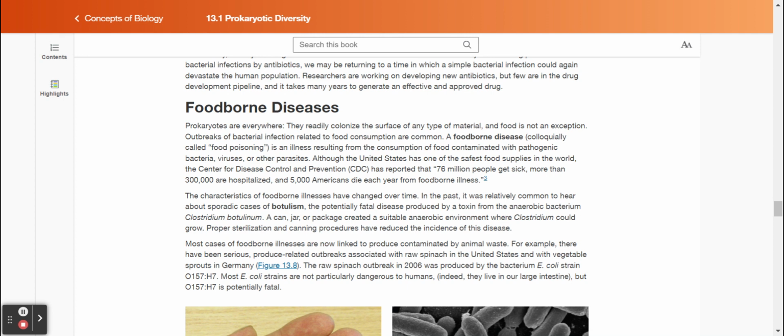Most cases of foodborne illnesses are now linked to produce contaminated by animal waste. For example, there have been serious produce-related outbreaks associated with raw spinach in the United States and with vegetable sprouts in Germany. The raw spinach outbreak in 2006 was produced by the bacterium E. coli strain O157H7. Most E. coli strains are not particularly dangerous to humans. Indeed, they live in our large intestine, but O157H7 is potentially fatal.